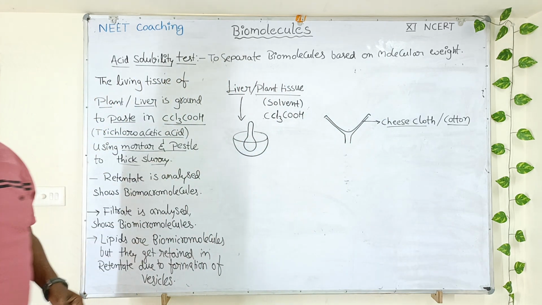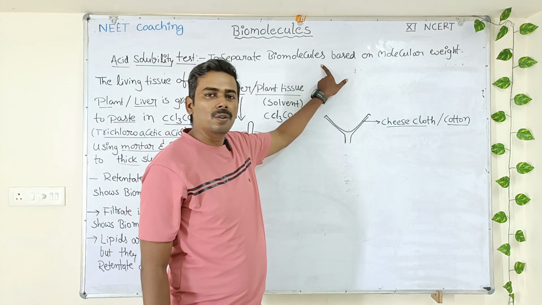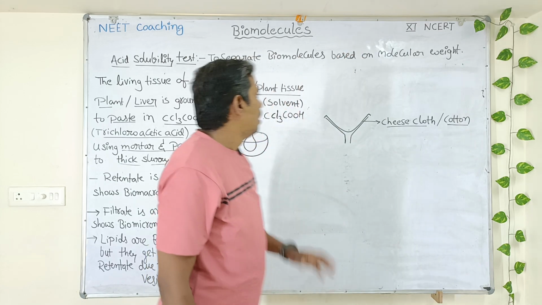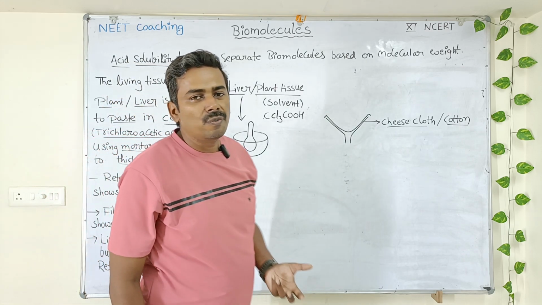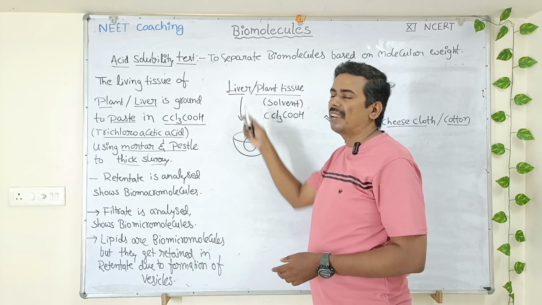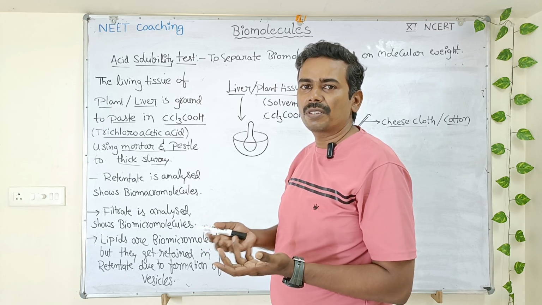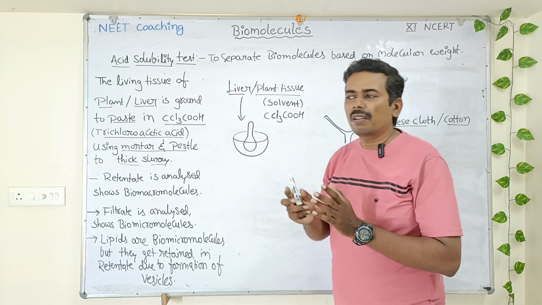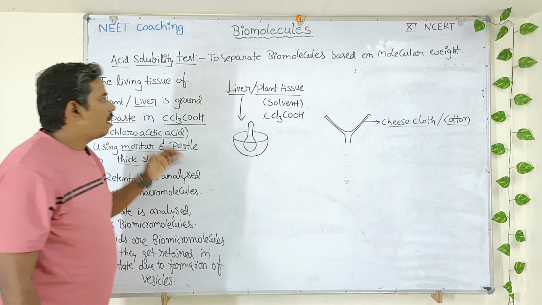Now let us see how we can carry out this test. Acid solubility test. This is the test which is used to separate biomolecules based on their molecular weight. So now let us see the procedure, students. Here first of all we need a living tissue from plant or animal. More preferably we can use the liver from animals. We can use liver tissue from mutton or chicken. Or we can use plant tissue such as cabbage or cauliflower, which are relatively soft and easy to grind.